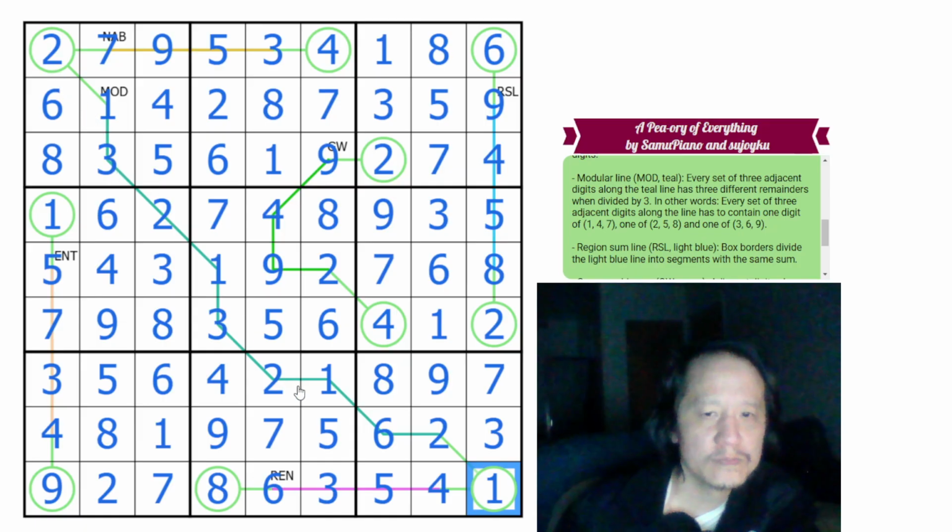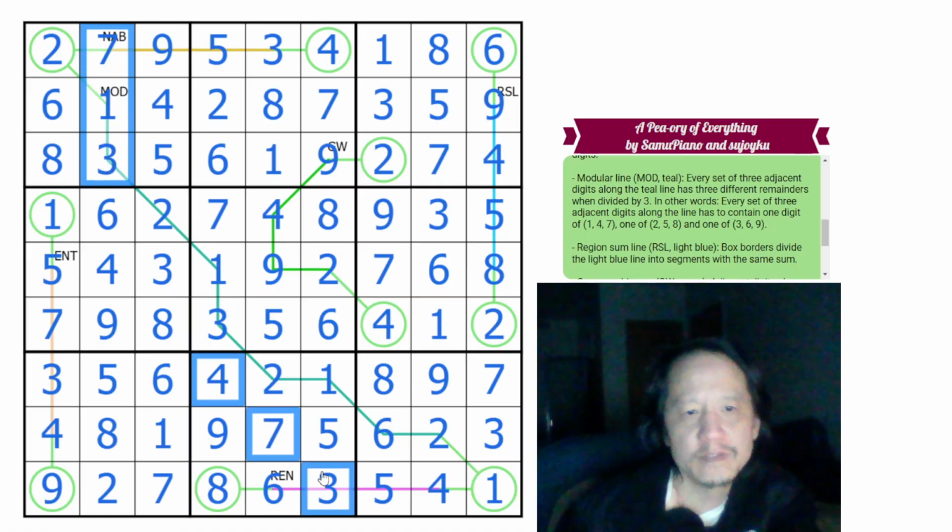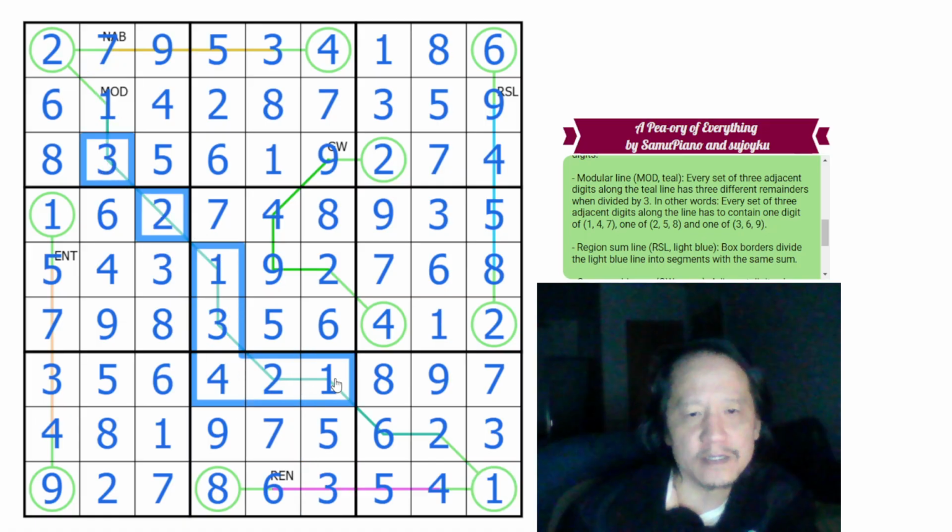Yeah. So, yeah, it's all about figuring out what limits things the most. And it's pretty straightforward.